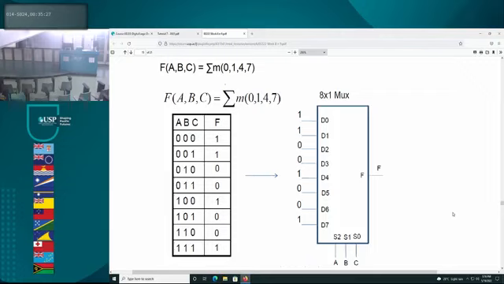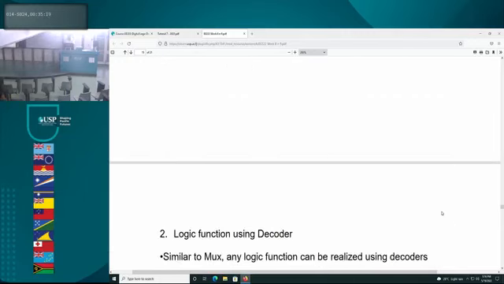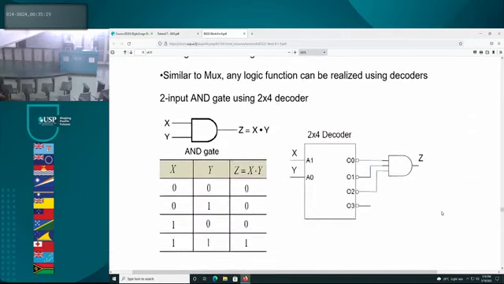All right, okay, now, so this I've already explained in yesterday's lecture. All right, now let's have a look over here. Another application of decoder. We are talking about decoder now. Decoder. All right. Now you can build an AND gate.